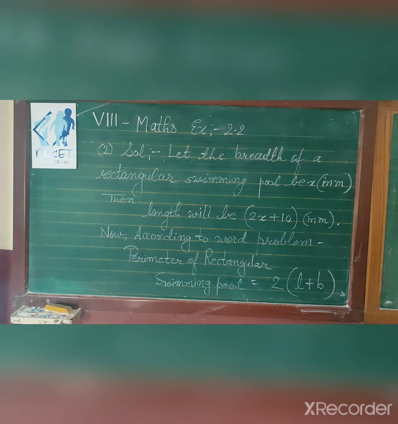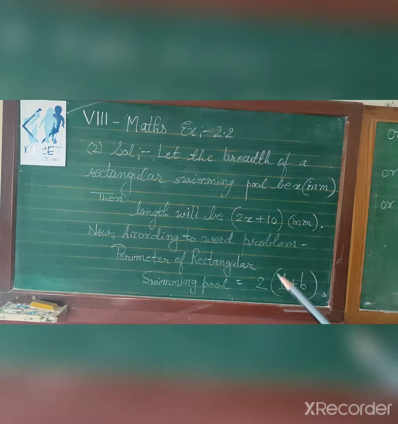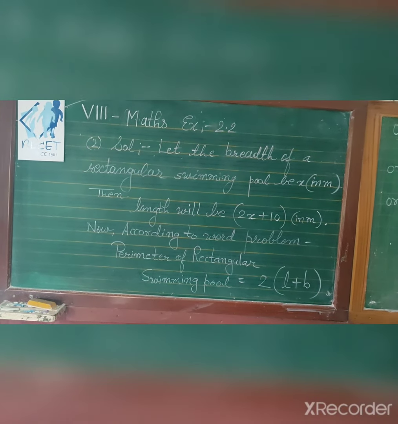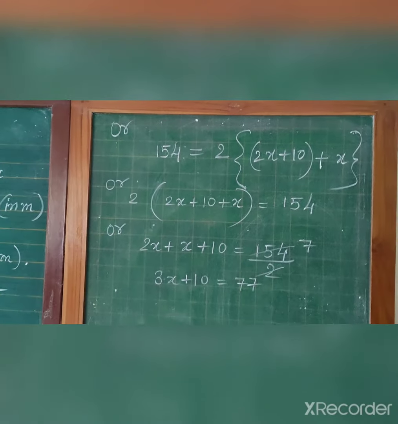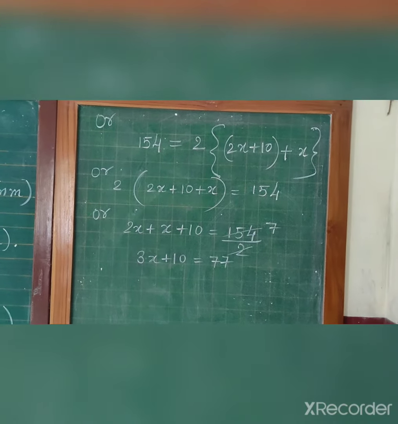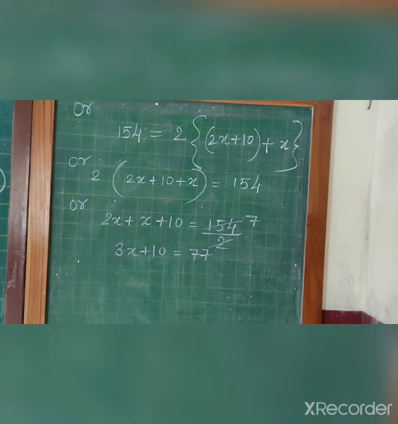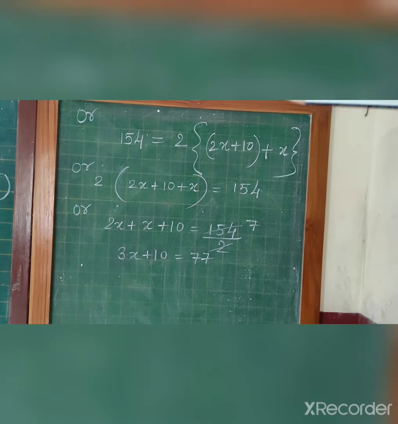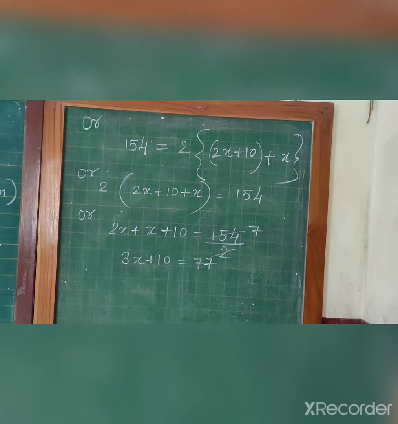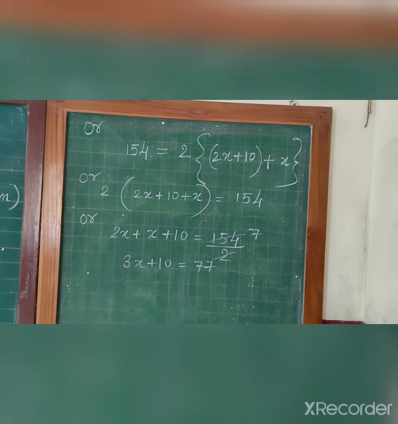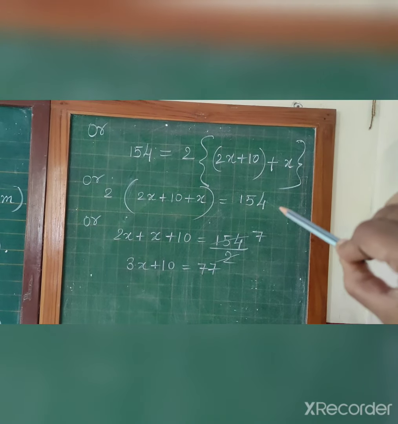Now according to the word problem, the perimeter of the rectangular swimming pool is equal to the formula of perimeter, which is 2 in the bracket L plus B. Then perimeter is given, 154 equal to 2, length we assume 2x plus 10 and breadth we assume x. Because the variable is on the RHS, we will take the RHS in place of the LHS. So 2 in the bracket, 2x plus 10 plus x equal to 154.